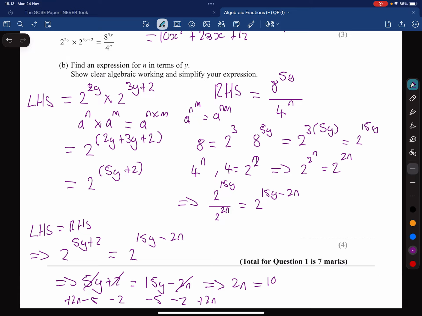That would be 10y minus 2. Divide the whole thing by 2, and we get n is equal to 5y minus 1.